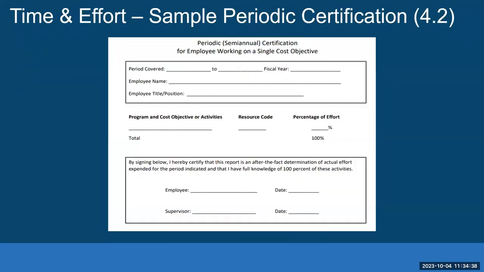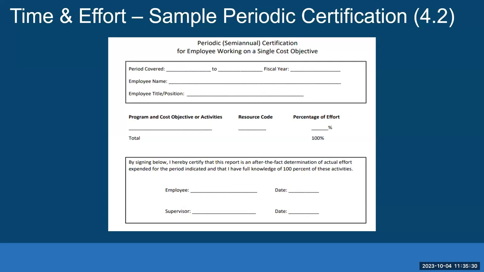I hope you can see this; you can probably increase your zoom on the PowerPoint. This template or form is basic, and it's typically, again, for someone who works on a single cost objective or activity and is paid with only one funding source. If utilized correctly, this sample template includes all the elements and information the agency will need to meet the federal regulations. For example, if you have an instructional aide who works 100% supporting, let's say, your adult secondary education instruction and is paid solely with resource code 3913, then these forms will be adequate.